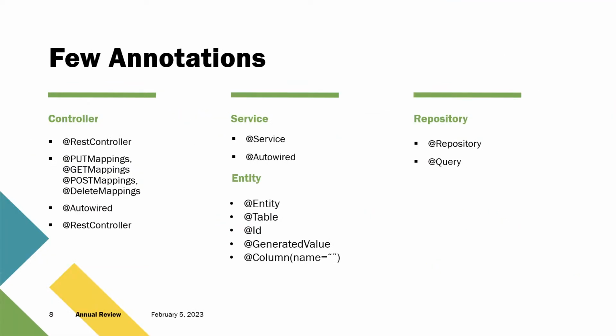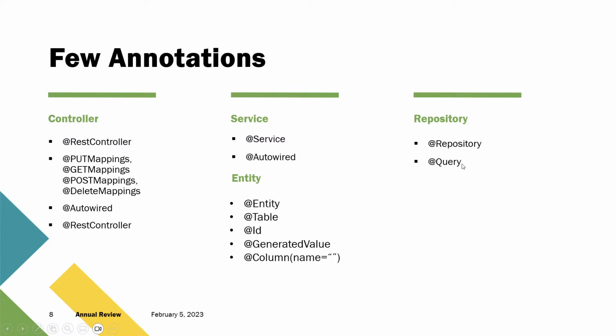Make sure there are a few annotations you have to accept as of now, because you don't know the basics yet. So we are going to use these annotations. REST controller, and our four methods: put mappings, get mappings, post mappings, delete mappings. And Autowired for dependency injection. These annotations we mostly use as part of the controller design, and for service design we mostly use Service and Autowired. Then for the repository we use Repository and Query annotations.